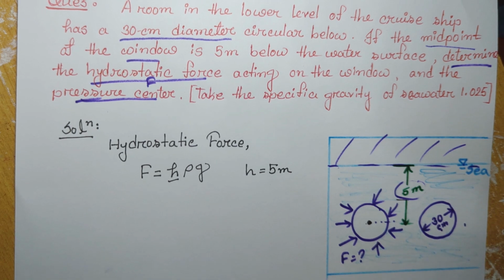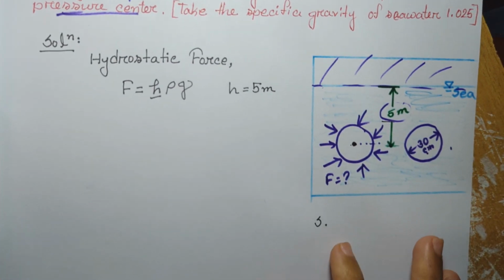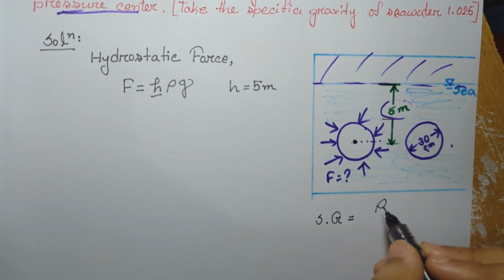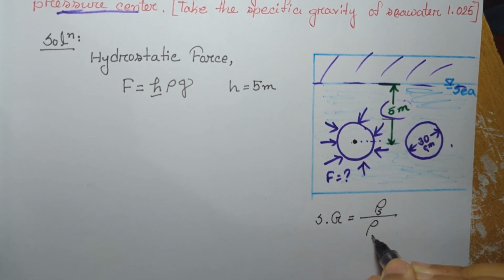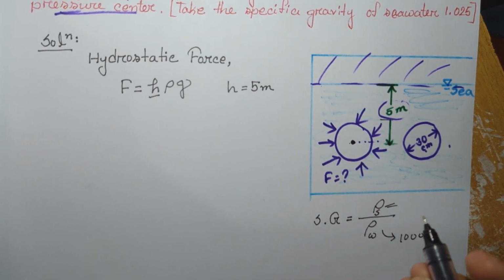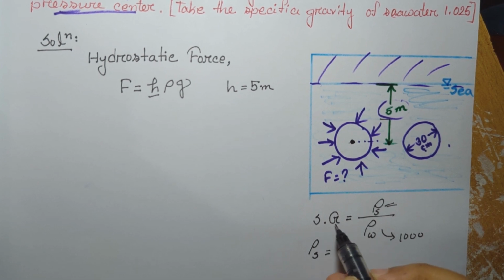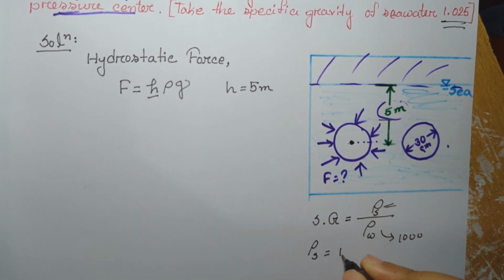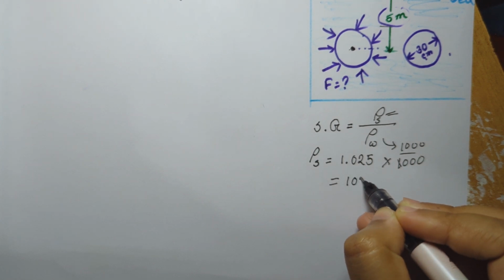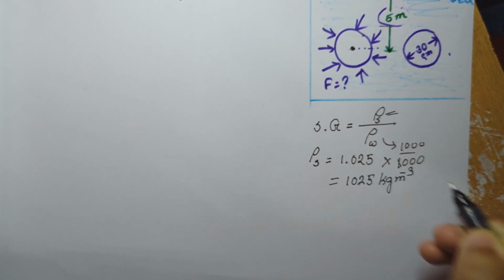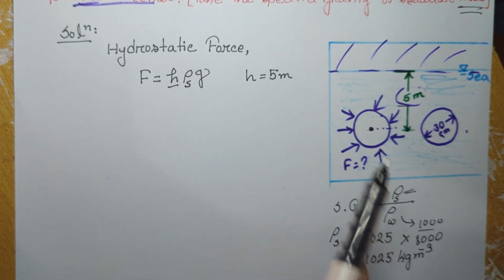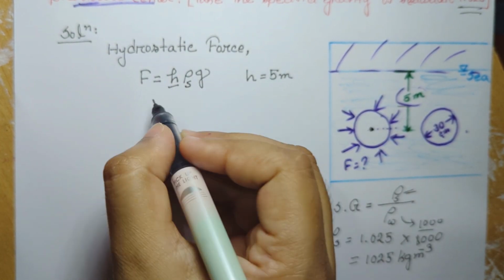And for rho, the given specific gravity of seawater is 1.025. We know that specific gravity equals the density of the fluid divided by the density of normal water at 4 degrees Celsius, which is 1000. So the density of seawater will be specific gravity into 1000, which is 1.025 into 1000, that is 1025 kg per meter cube. This is the unit of density. As we have to find the force under this fluid, we use the density of this fluid, 1025 kg per meter cube.